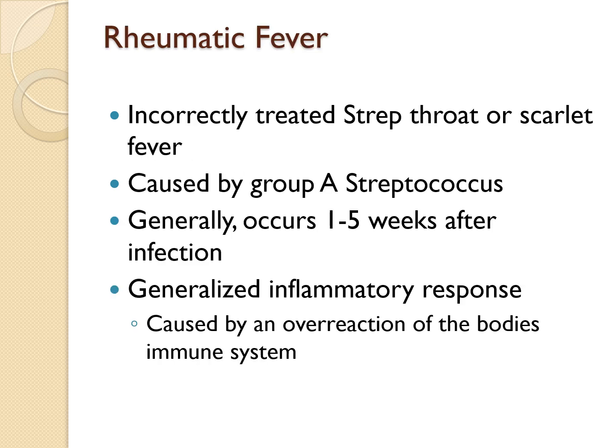So rheumatic fever basically is incorrectly treated strep throat or scarlet fever. So if a patient has had a history of strep throat or scarlet fever, then we might suspect rheumatic fever when we talk about more of the symptoms. It is caused by group A streptococcus. It generally occurs 1 to 5 weeks after the initial infection by strep.